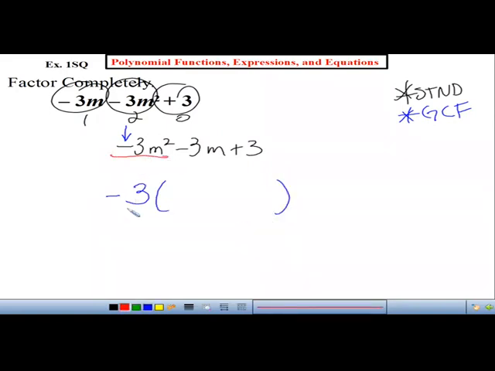What is negative 3 divided by negative 3? Positive 1m squared. What is negative 3m divided by negative 3? Positive 1m. And what is 3 divided by negative 3? Negative 1. These are my factors. Why? Because they are multiplying. How many factors do you see? 2. 1, 2.